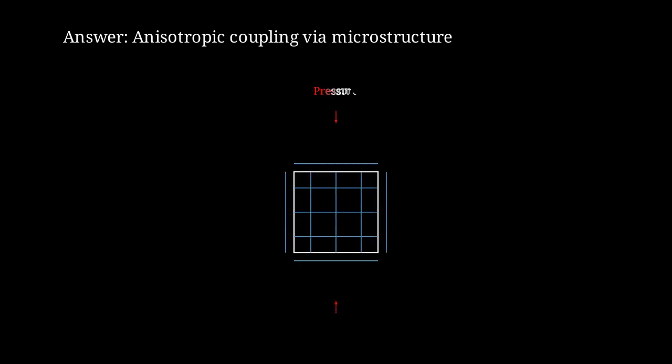Imagine a grid structure where the internal beams are pre-stressed. When you apply vertical pressure, instead of the structure compressing uniformly, the internal beams buckle and push outward, causing lateral expansion that exceeds the vertical compression.